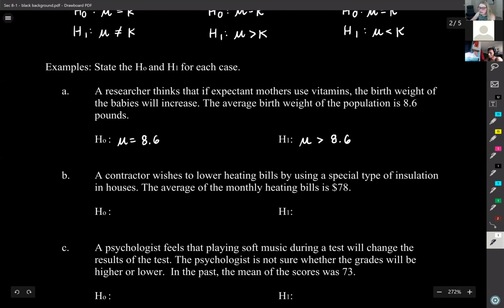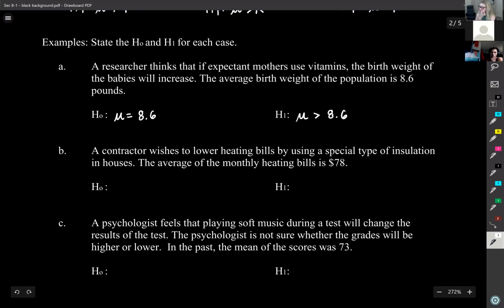All right, B, a contractor wishes to lower heating bills by using a special type of insulation in houses. The average of the monthly heating bills is $78. Okay, so our contractor wishes to lower these heating bills. So we want to make the alternative hypothesis what we want to happen. So the alternative is going to be that mu is less than $78 because we want to lower them. Okay, well, that means that our null hypothesis is just going to be mu is equal to $78.